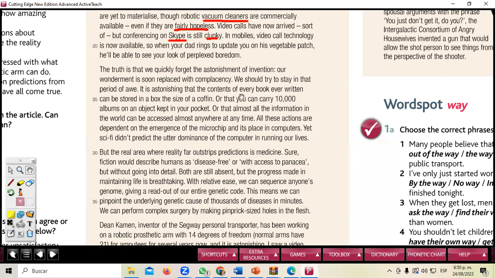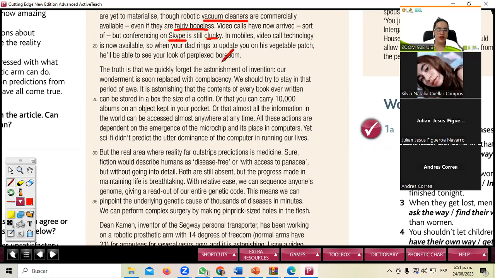It is astonishing that the contents of every book, every written, can be stored in a box the size of a coffin, or that you can carry 10,000 albums on an object kept in your pocket, or that almost all the information in the world can be accessed almost anywhere at any time. All these actions depend on the emergence of the microchip and its place in computers. Yet, sci-fi didn't predict the utter dominance of the computer in running our lives.